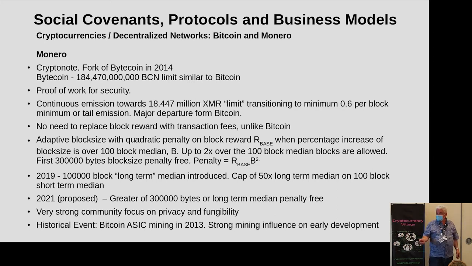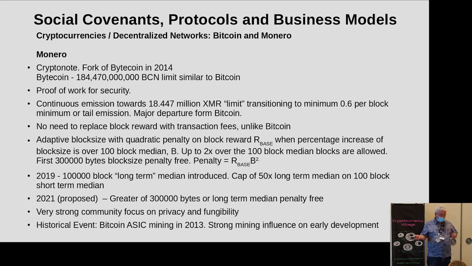So, here's your block size penalty. And essentially what it is, you take the median of the last 100 blocks. And then if you increase this median, let's say 1%, then you lose 0.01% of the block reward as a penalty. So the miner, to mine a bigger block, could do twice the median, so the median can grow. But they pay a penalty. And the idea is that the transaction fees have to compensate the penalty. So this is the base reward times this percentage increase in the block size, squared.